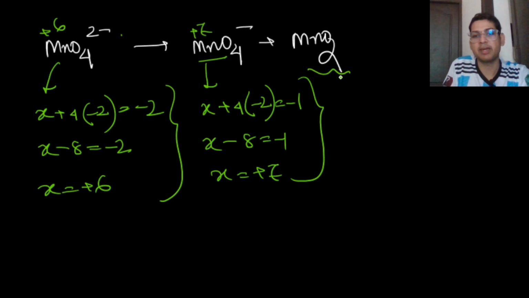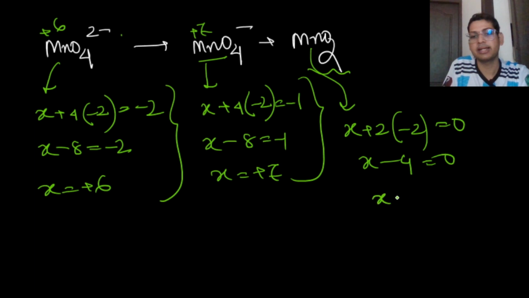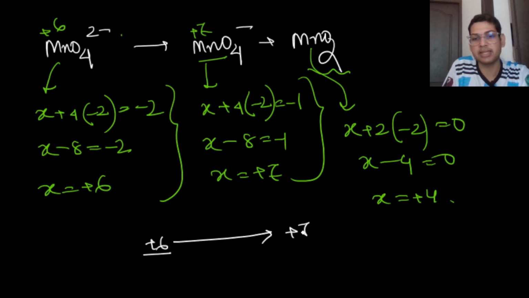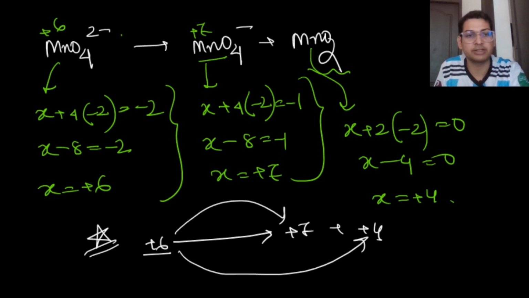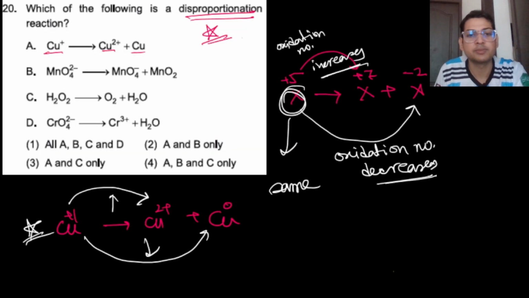I will do for this manganese. Manganese I will take as X plus 2 into oxygen is -2 equal to 0. X minus 4 equal to 0. X equal to +4. So you see what is happening. Manganese was in +6 state. From here it is going to +7, increasing, and it is going to +4, that means decreasing. Definitely this was also a disproportionation reaction.